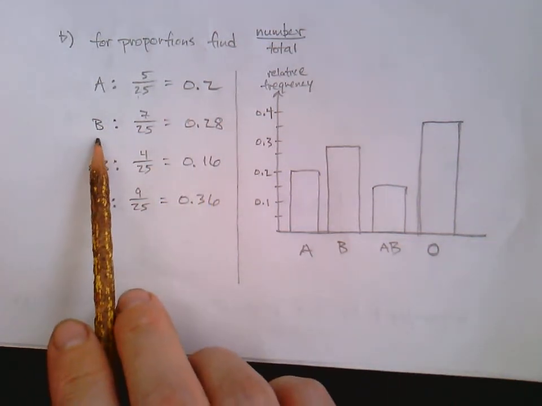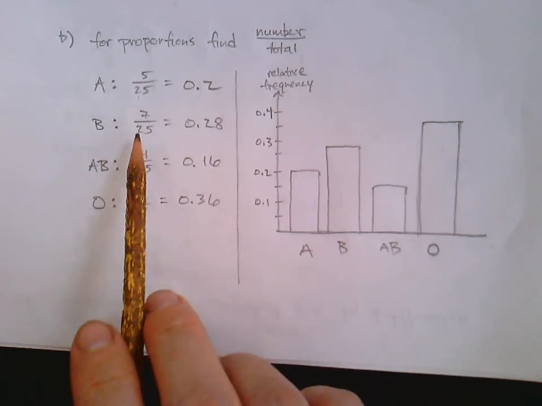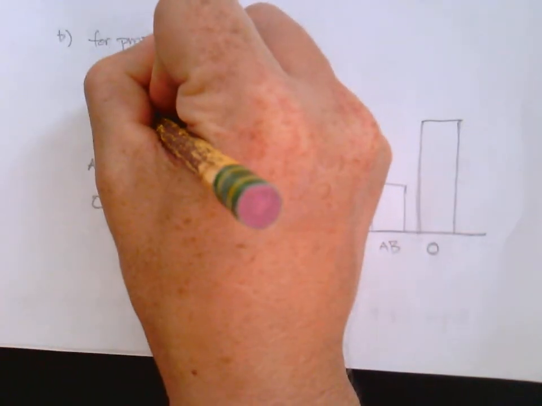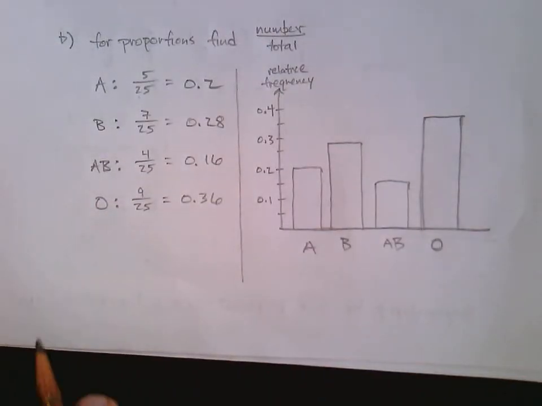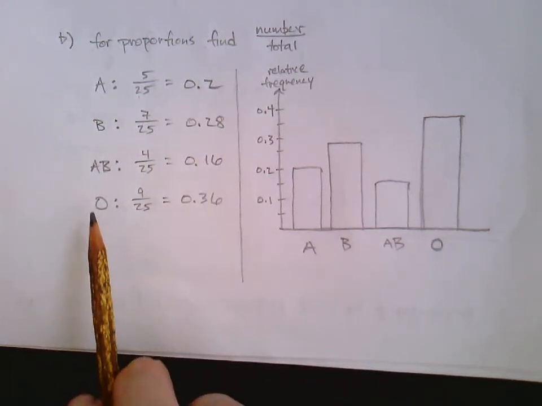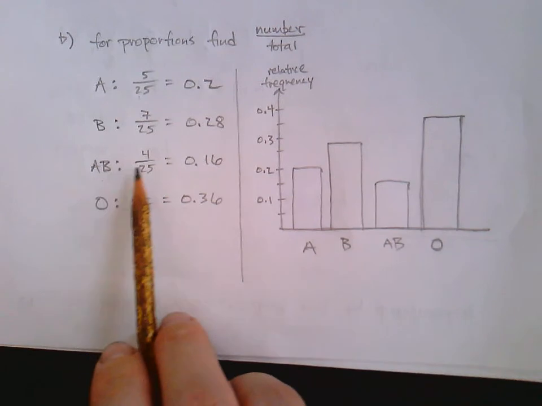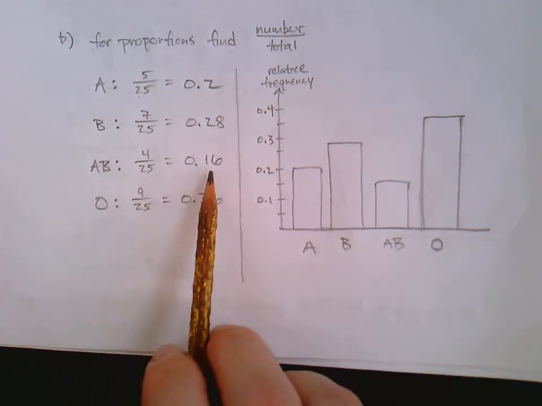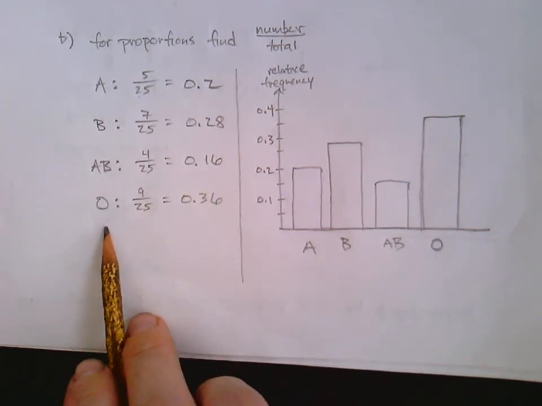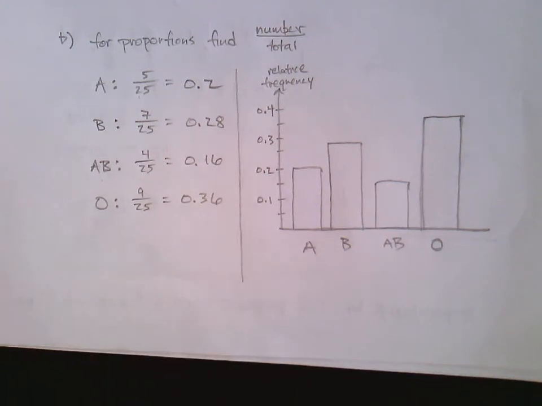Okay, type B, what was the proportion there? Well, there were 7 out of 25. And so that gives you 0.28. And we'll keep going. AB, type AB, well, there were only 4 out of 25. That's 0.16. And type O, 9 out of 25, 0.36.